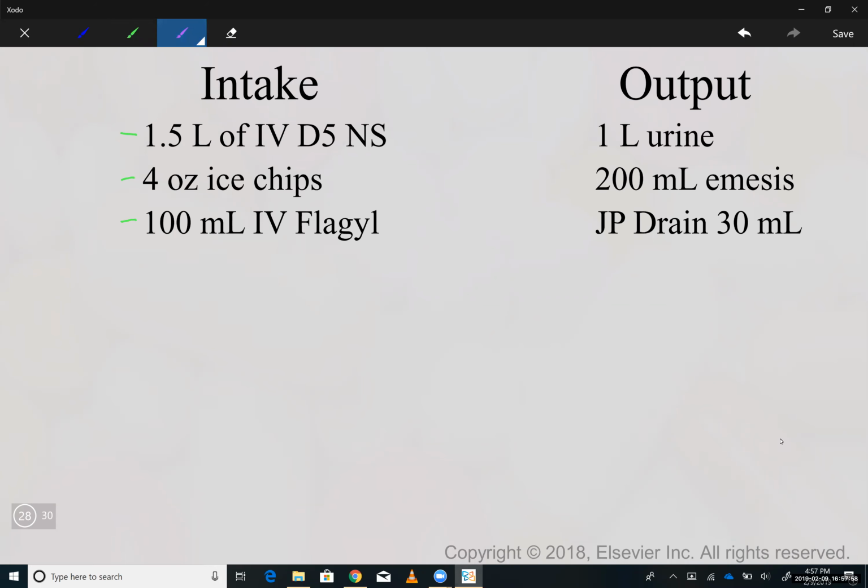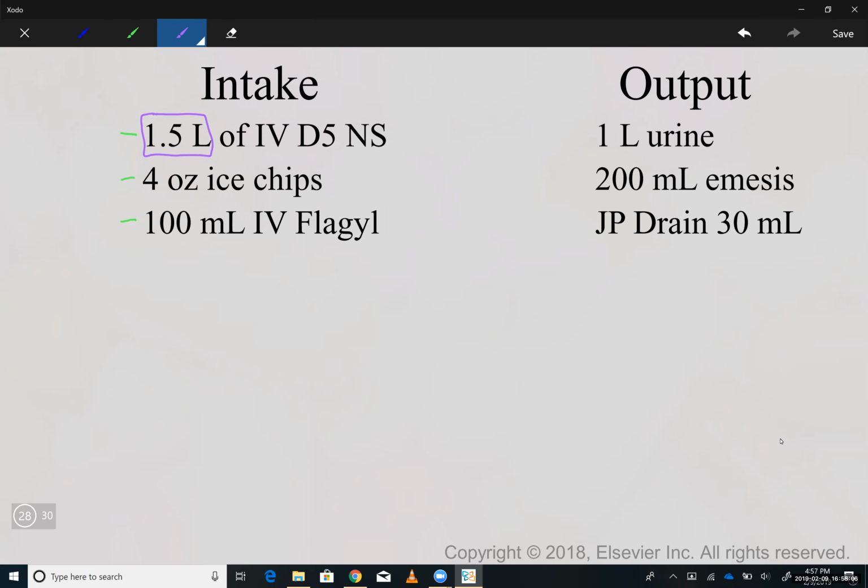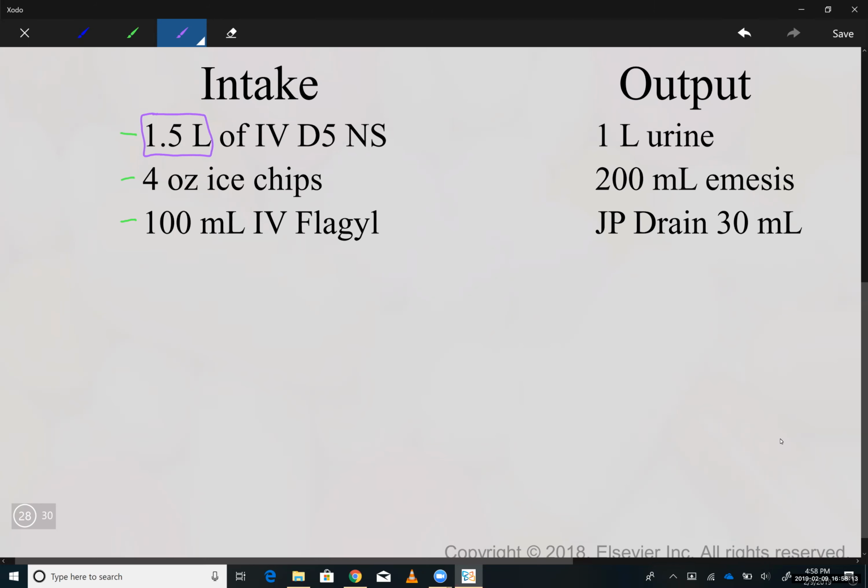So first we have to take a look at this 1.5 liters, because remember when we record intake, it is in milliliters. So we need to convert 1.5 liters to milliliters. One way to do that is to remember that 1 liter is equal to 1,000 milliliters, and we can multiply the 1.5 times 1,000, which would give us 1,500 milliliters.